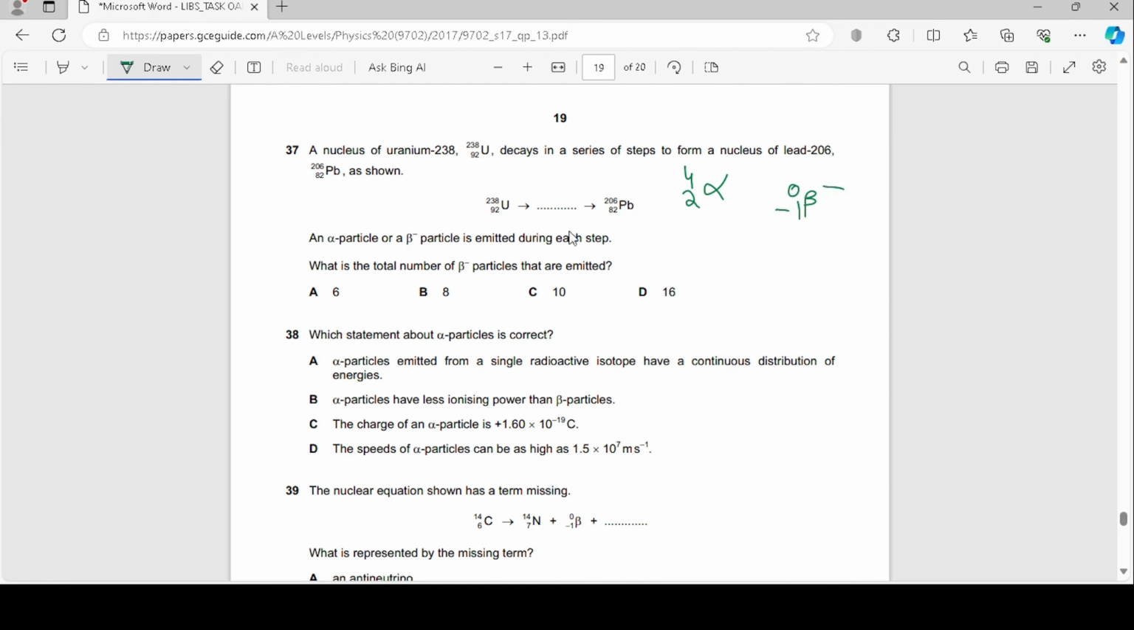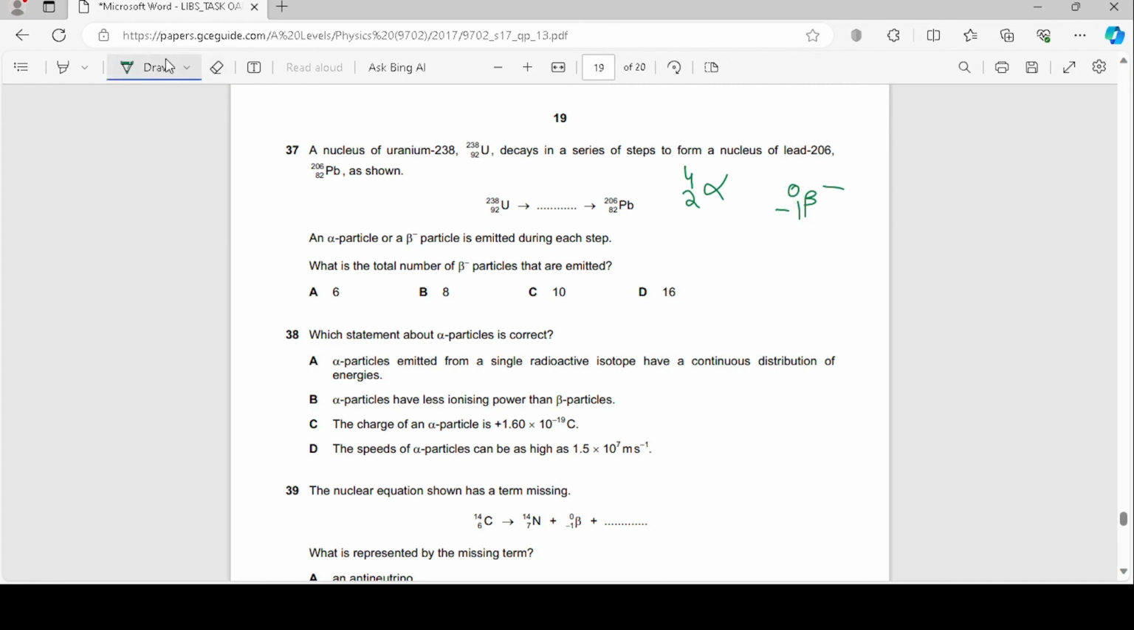So that means that obviously a beta minus particle will not change my nucleon number. It will only change my atomic number, right? Or in other words, you can call the top one a nucleon number or a mass number, and the bottom one an atomic number or a proton number. But anyways, my point is that beta minus will not change the top one.